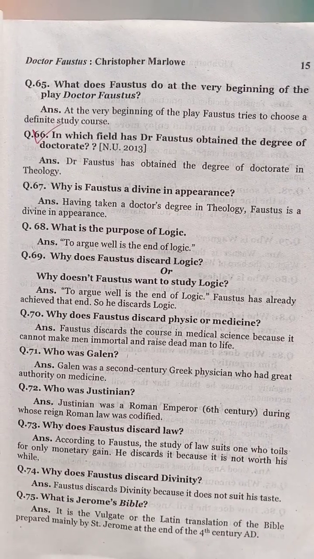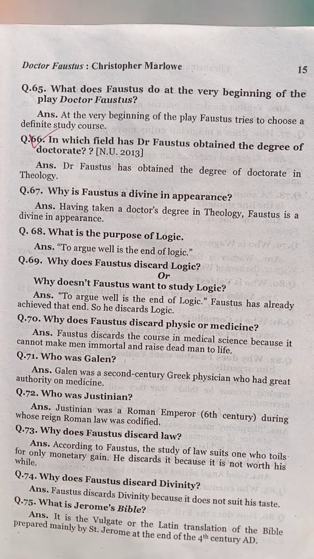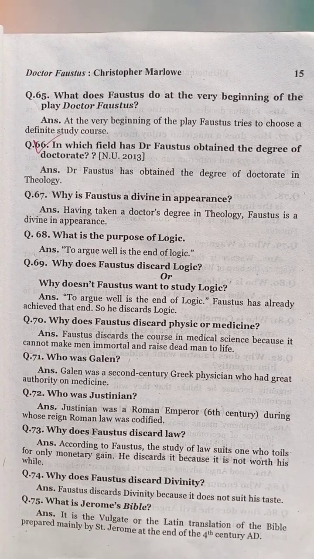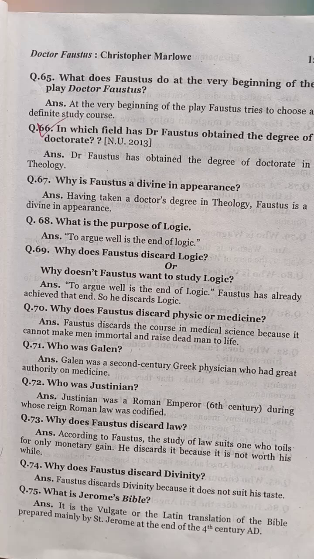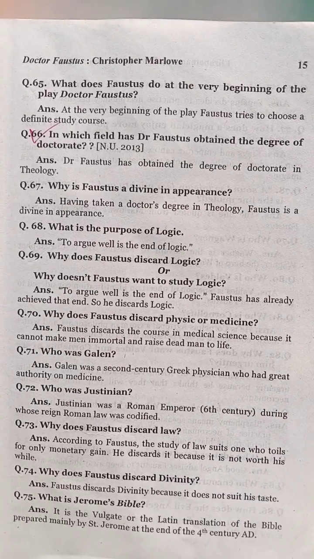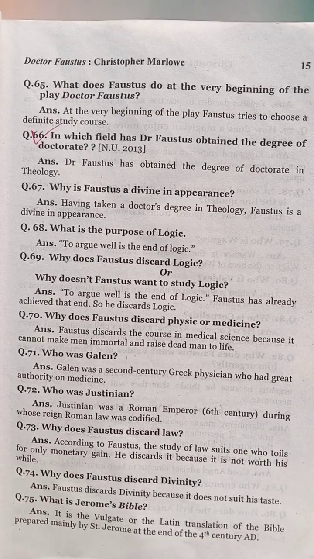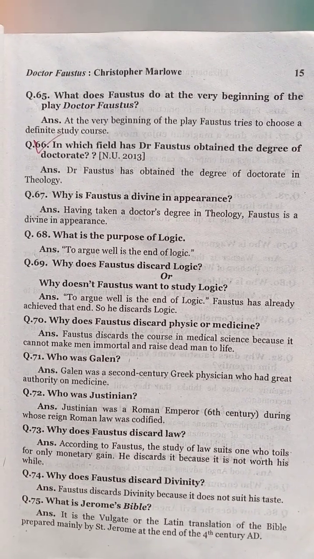74. Why does Faustus discard divinity? Faustus discards divinity because it does not suit his taste. 75. What is the Jerome Bible? It is the Vulgate or the Latin translation of the Bible prepared mainly by Saint Jerome at the end of the 4th century AD.